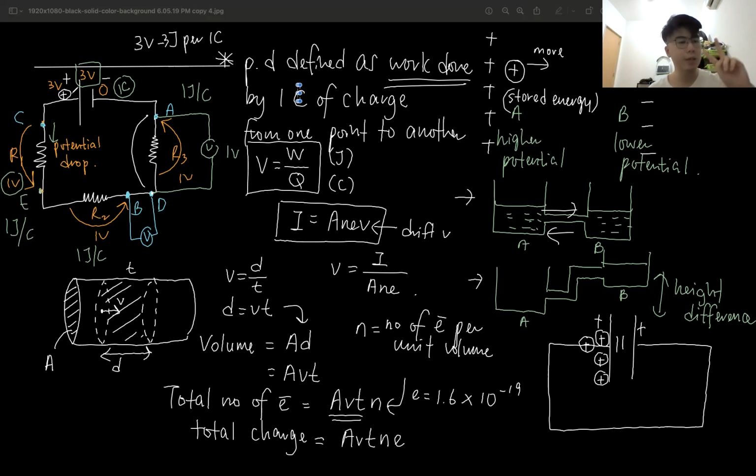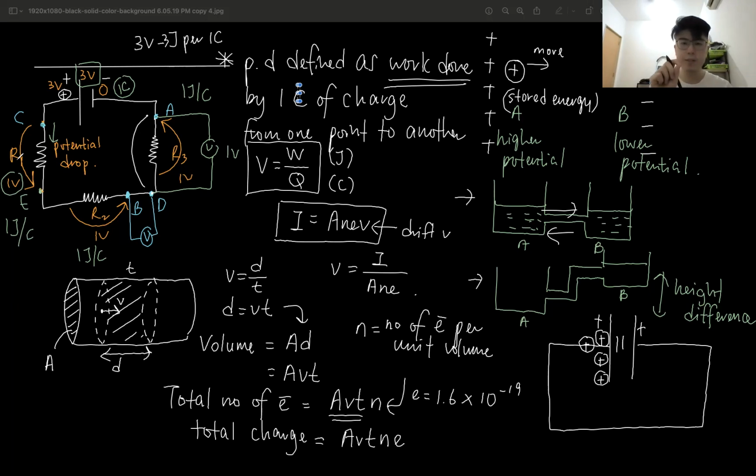So there are 2 types of circuit: internal circuit and external circuit. External circuit is the wiring, the wiring connecting the positive terminal to the negative terminal. Internal circuit is inside the battery. The internal circuit is supplying the energy. The external circuit is converting the energy into other forms with the help of the resistor. Yeah, so that is potential difference.